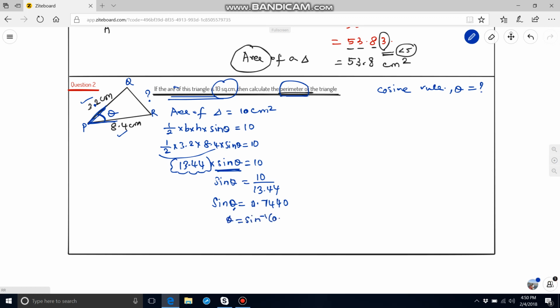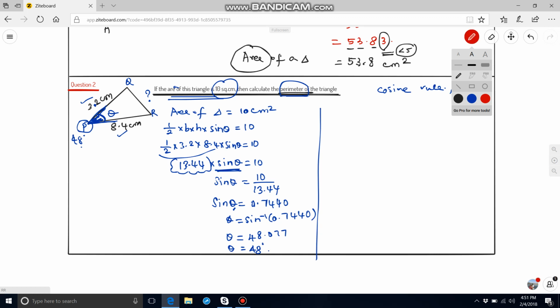We have sine inverse of 0.7440, which gives the angle 48.077. To the nearest degree we can say 48 degrees here. So finally we know the angle at point P is 48 degrees. So we have the proper diagram with two sides and one angle. Now we can find the opposite side QR by using the cosine rule.